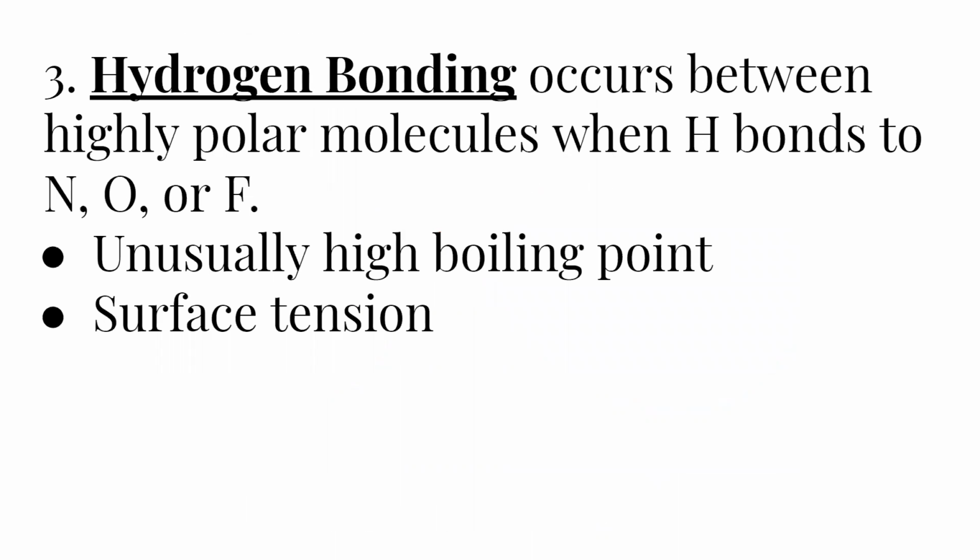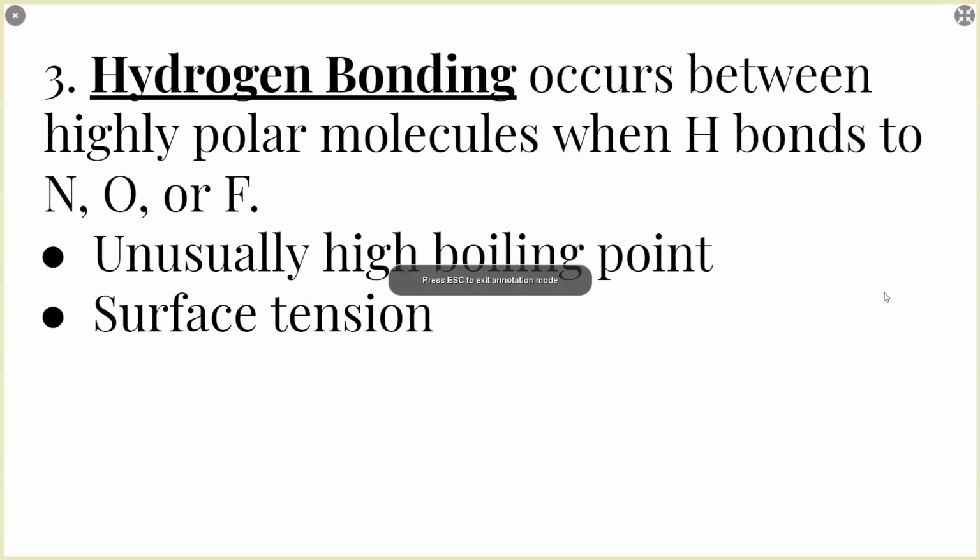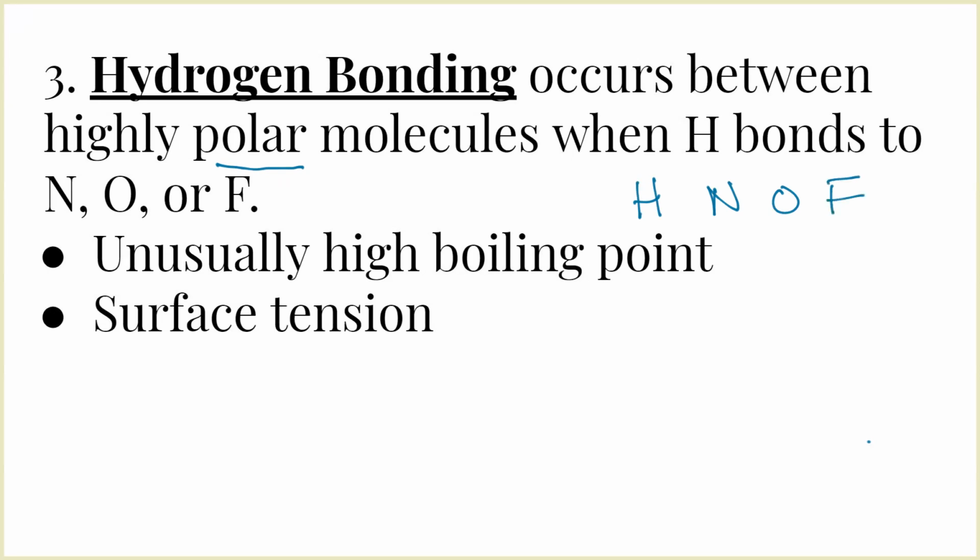Okay, the last type of intermolecular force is called hydrogen bonding. Hydrogen bonding is very specific. It's between polar molecules, but it only happens when specific elements are involved, and that is hydrogen, nitrogen, oxygen, and fluorine. Things that do hydrogen bonding have very interesting properties. They have really high boiling points. It takes a lot of energy to cause them to evaporate. And they also have lots of surface tension.